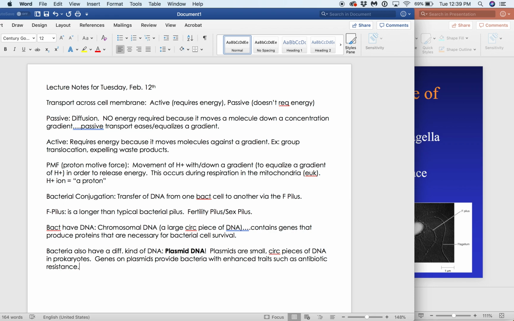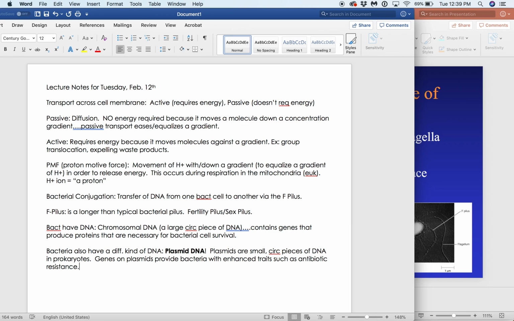So, if a bacterial cell has a plasmid on it that allows it to make the F pilus, it can contact another bacterial cell that doesn't have that plasmid, and a copy of that plasmid will travel through the F pilus. That F pilus will connect to bacterial cells, and they can exchange plasmid DNA between them.